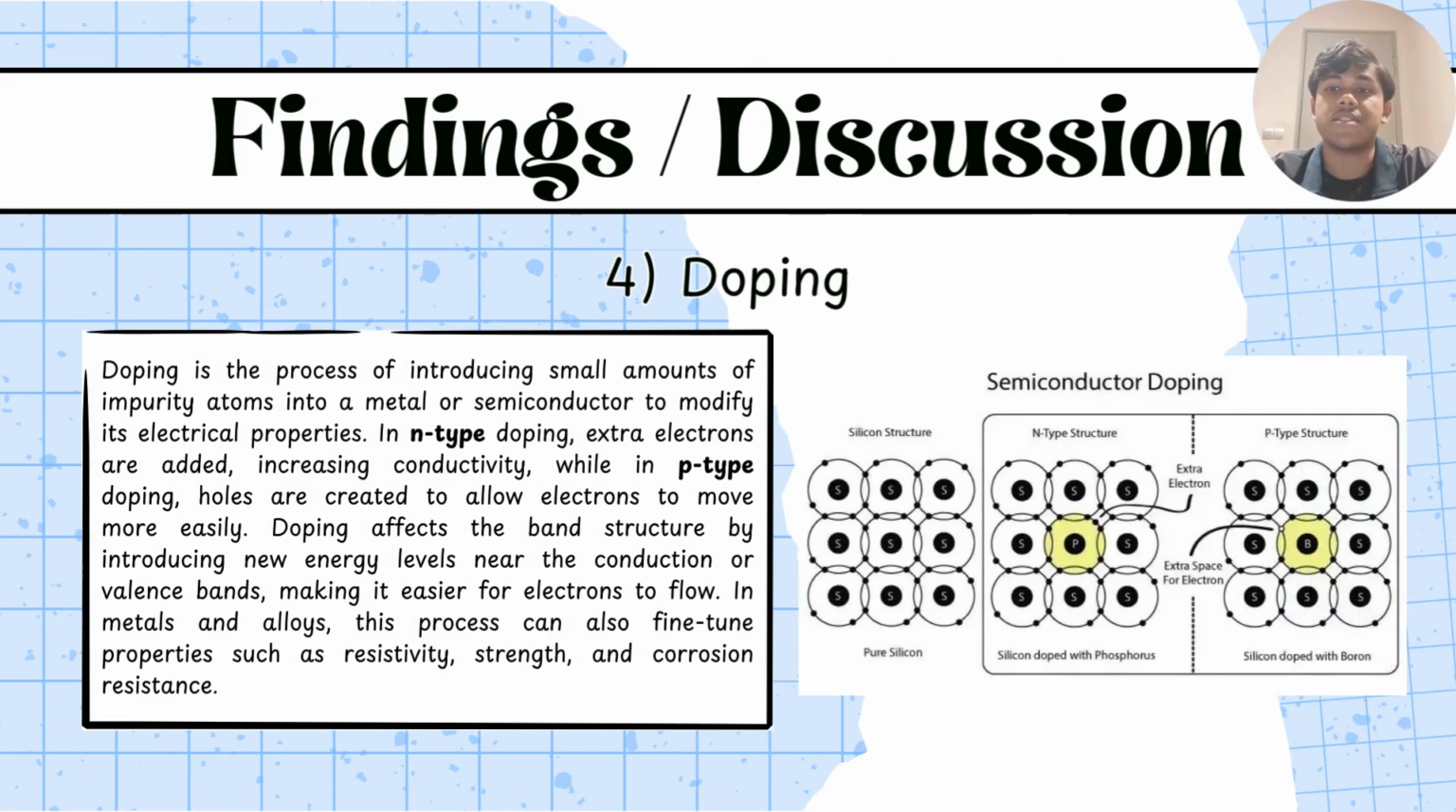Moving on to number 4, which is doping. Doping is the process of introducing small amounts of impurity atoms into a metal or semiconductor to modify its electrical properties. In N-type doping, extra electrons are added, increasing conductivity, while in P-type doping, holes are created to allow electrons to move more easily, as shown in the slide. Doping affects the band structure by introducing new energy levels near the conduction or valence band, making it easier for electrons to flow. In metals and alloys, this process can also fine-tune properties such as resistivity, strength, and corrosion resistance.